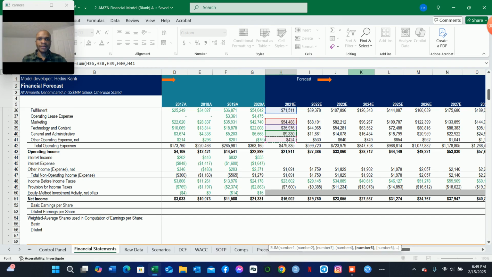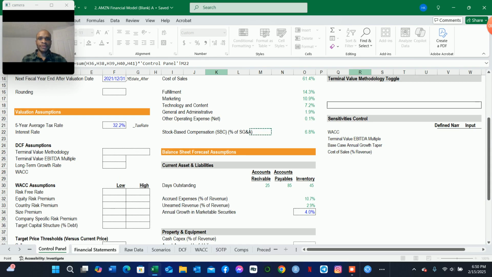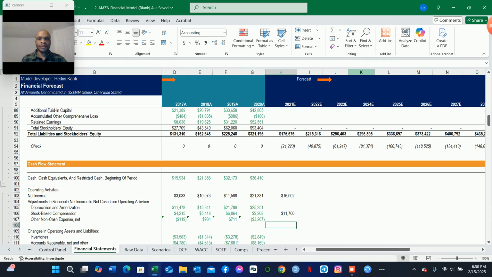So all of these are a function of Amazon stock-based compensation. And also we have other operating expenses might also be a function of stock-based compensation. So we have all of those there. So we can multiply that by the average of the stock-based compensation in the historic period, which we calculated a while ago. So we have the assumptions here in our control panel tab. So that's how we project Amazon stock-based compensation for each period.